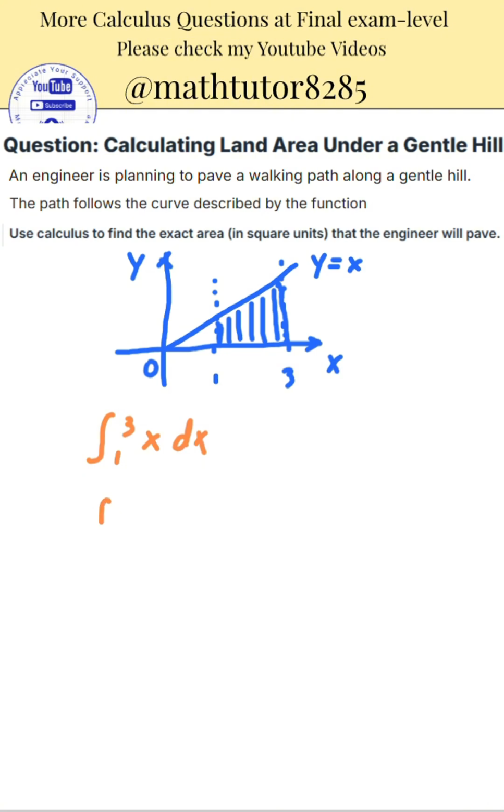Then, use the integration rule. To integrate the function y equals x, we apply the rule that says, when you integrate x, you get x squared divided by 2. This result is called the antiderivative of x.